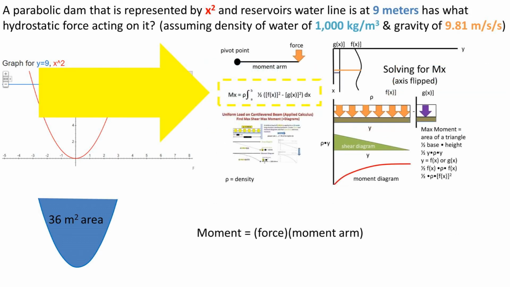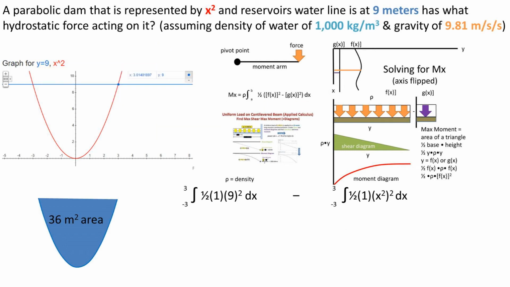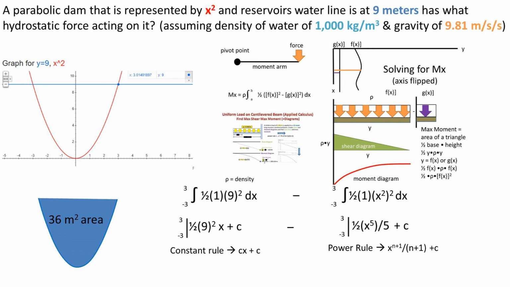dam. In a previous video, we determined that the equation for the moment about the x-axis is the integral of 1/2 the function squared. A moment is defined as a force times a distance to a pivot point, or moment arm. Plugging in our function of y equals 9 and y equals x squared into this equation and integrating, we get 1/2 9 squared times x plus c minus 1/2 x to the fifth over 5 plus c to the limit of 3 and negative 3 being equal to the moment.